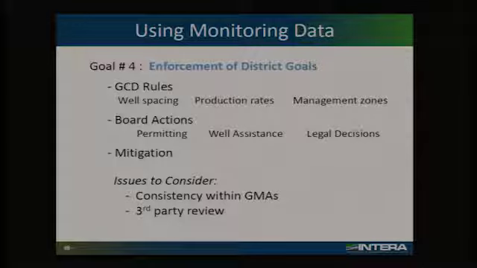It can be used to work with permitting, to say whether someone needs well assistance. It can be used in legal decisions. Ideally, if you have a mitigation program going on in your GCD, a monitoring network could be used to judge the effectiveness of whether that's working. And again, some issues to consider would be consistency within GMAs and the option for third-party review of your methodology and your decisions.